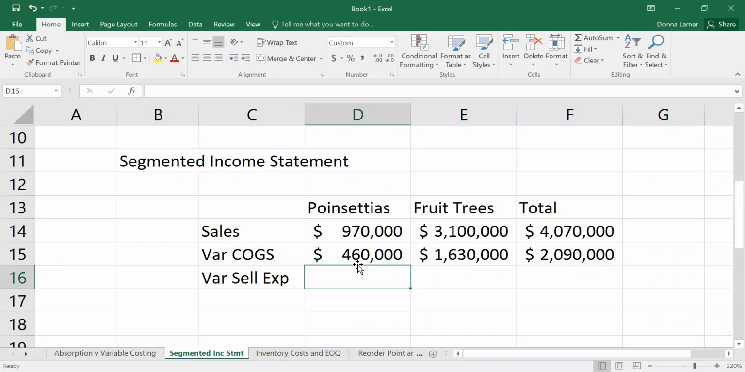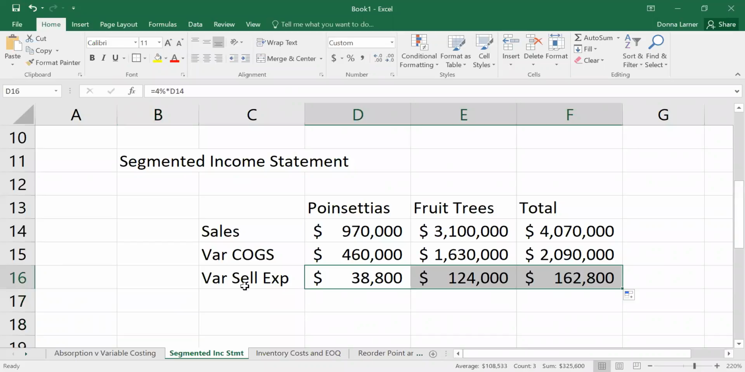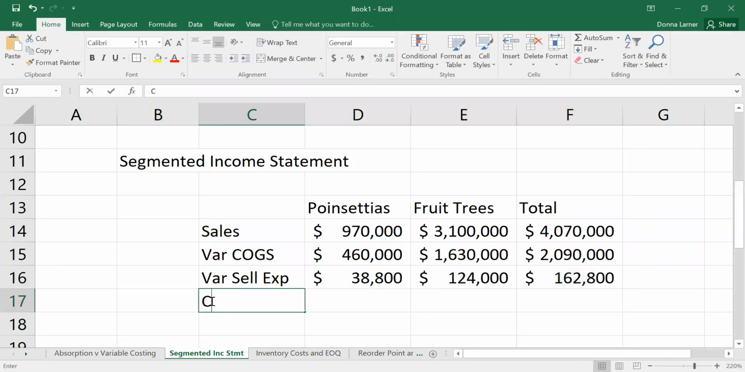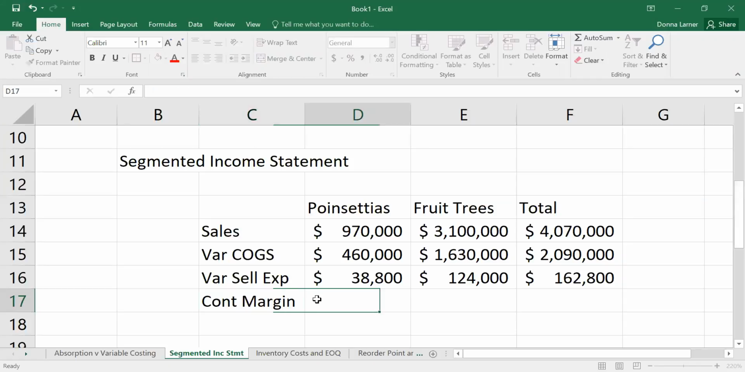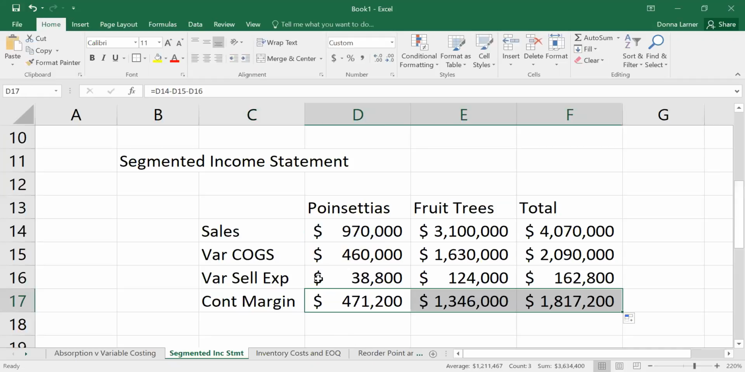Okay, and so 4% of the sales. So we want 4% of the amount of the sales. And do that for both columns. I'll carry it over. Now we've got both selling expenses. Now we can figure out, sorry, contribution margin, which is the sales minus this expense and this expense, both variable costs. We'll do that for all the columns. Let's draw a nice underline here.